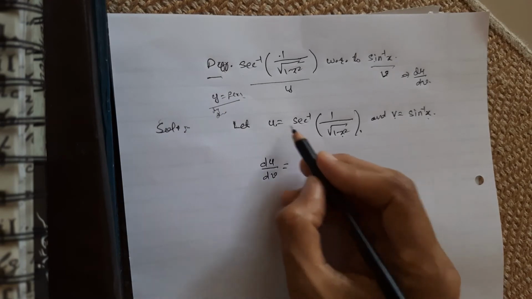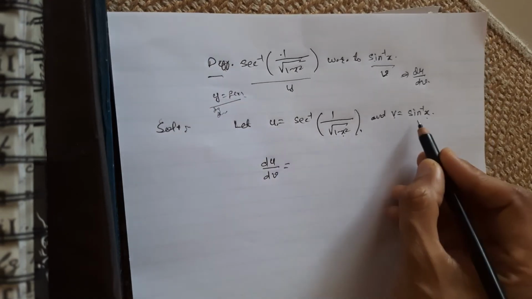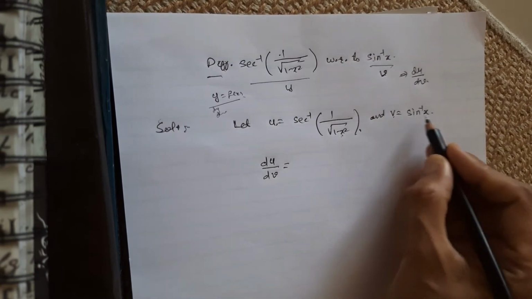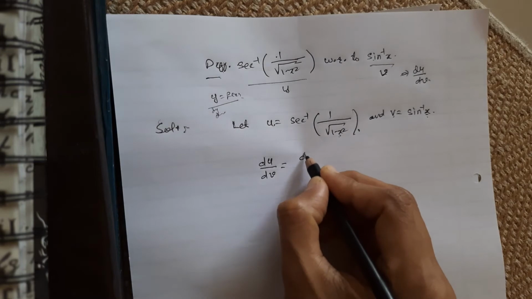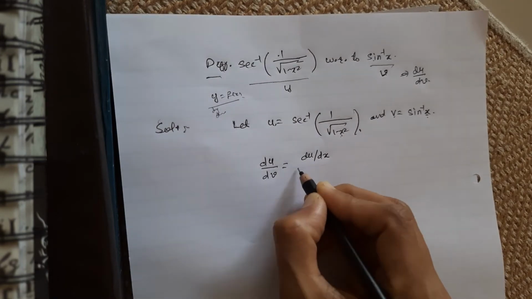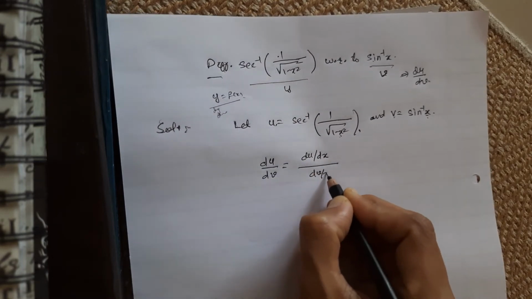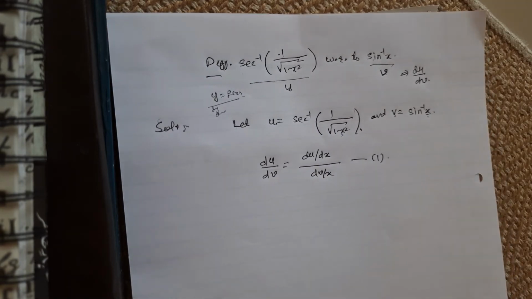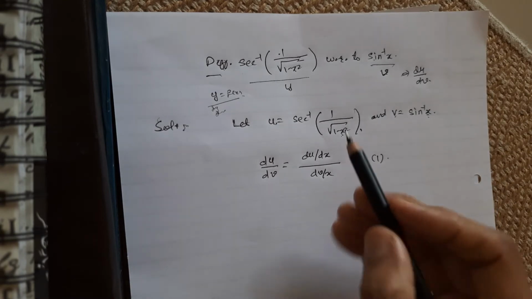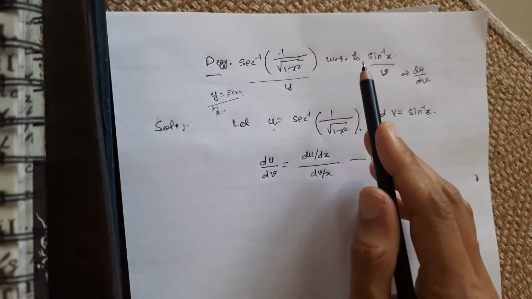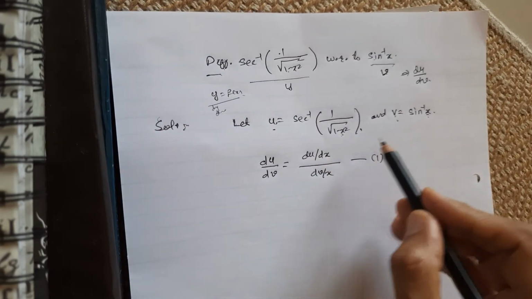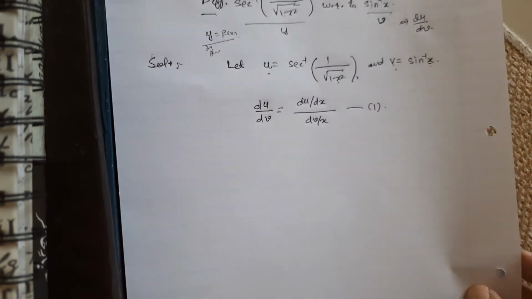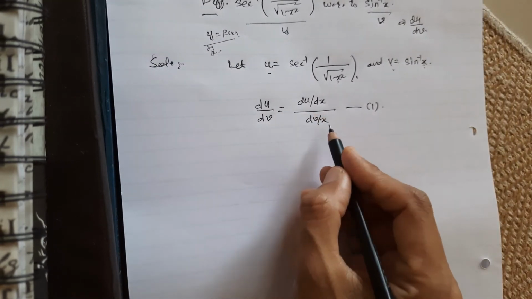So how do we find it? We cannot differentiate u with respect to v directly, but we can differentiate u with respect to x as well as v with respect to x. So we use the parametric formula as du by dx divided by dv by dx, and let this be equation 1. So whenever this kind of question is given, you just substitute one function as a variable, the other function as a variable, and just use the parametric differentiation formula. That is the solution. Now one by one we are going to find du by dx and dv by dx.